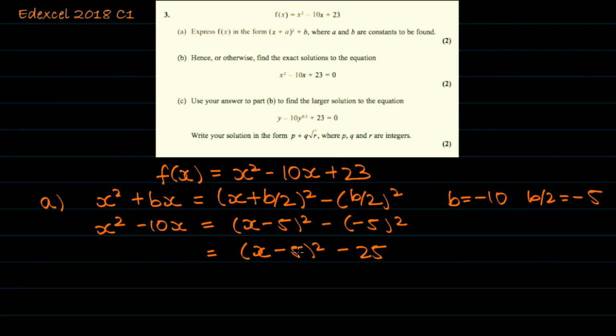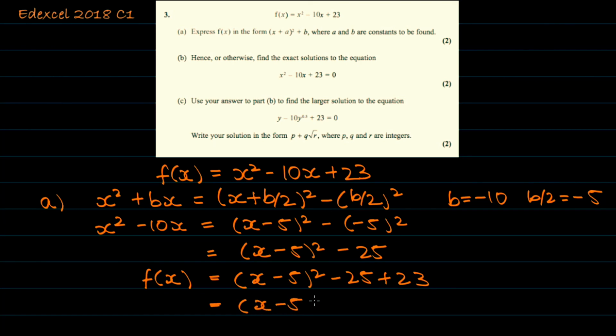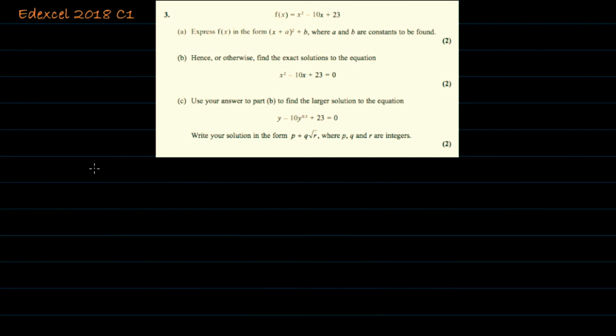But we're not done yet. We have to replace x squared minus 10x with our new form. So if we do that now, we get f of x is equal to (x minus 5) squared minus 25 add 23, and that will give us (x minus 5) squared minus 2. So that's the first part done. Let's move on to part B.